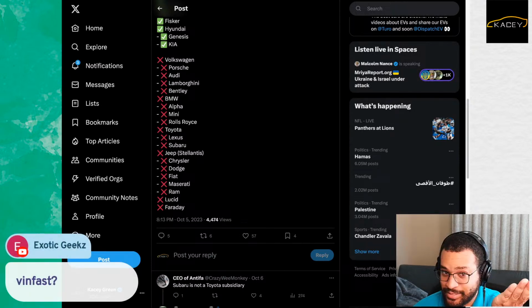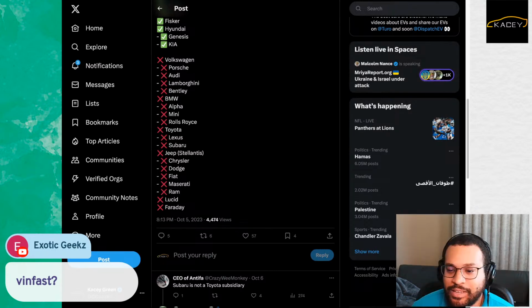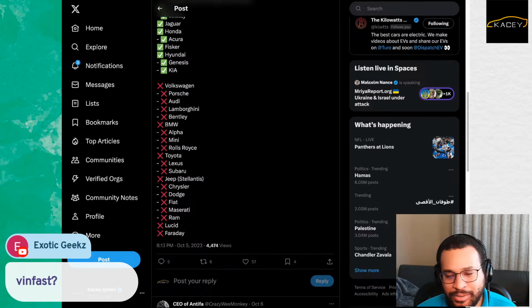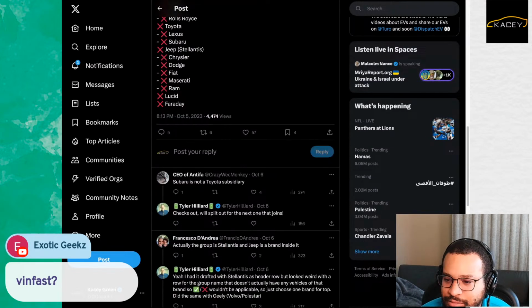VinFast, exactly, Exotic Geeks. I didn't even mention them. Yeah, we've got VinFast. They need to go next. Maserati, Ram. I think Ram will do it because they've got a couple of really nice promises, not really spec sheets, on their EV trucks coming out. And vans. So they would have to do it. Lucid and Faraday. Subaru's not a Toyota subsidiary. That's what I'm saying.